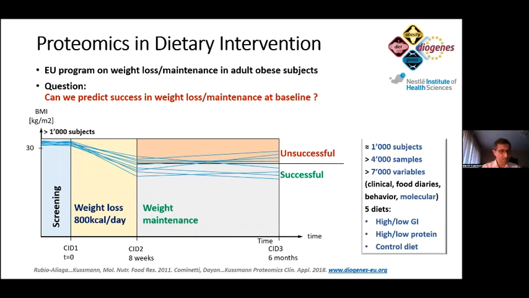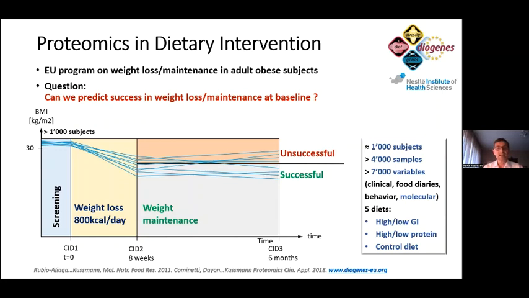The design of Diogenes was first a caloric restriction introduction phase, as you can see here, between CID1 and CID2. So obese subjects were put on an 800 kilocalorie per day diet. Actually, I was happy to be not involved in that study, so that's very little per day. And we all know that when people adhere to these 800 kilocalories, they will lose weight no matter what.